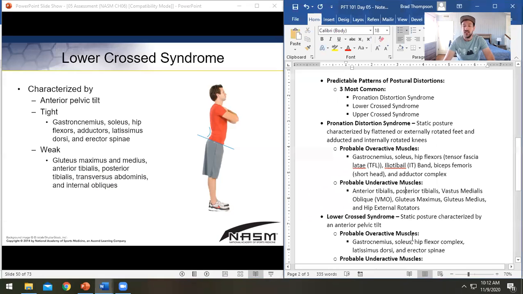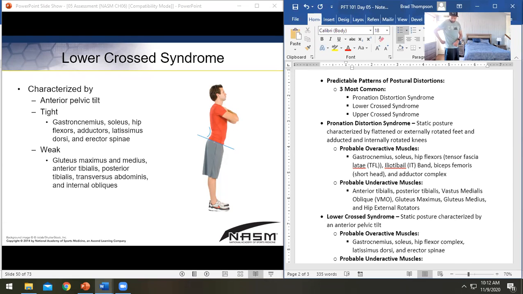Let's take a look at the next one here, lower cross syndrome and anterior pelvic tilt. So you can see what's happening here. This guy's pelvis is not sitting straight, right? You can actually feel this on yourself and test how your pelvis is sitting. Now, you actually don't want this to sit perfectly level. You want an ever so slight tilt, but not a super extreme tilt.